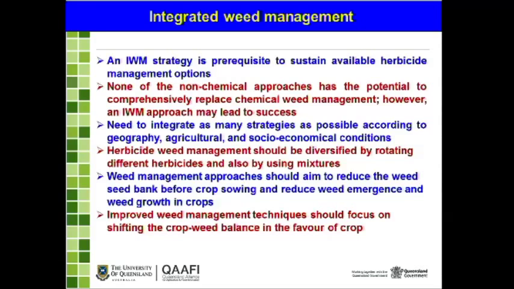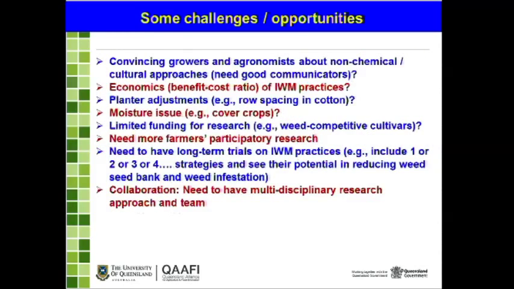I have only 2-3 more slides. IWM strategy, I think this is a prerequisite to sustain available herbicide options. I know that none of these non-chemical approaches have potential to replace chemical weed control, but I think we need to have a kind of IWM approach. So we need to integrate as many strategies as possible. I think our main focus in weed management should be to reduce weed seed bank before crop sowing and reduce weed emergence and weed growth in crops. And improved weed management should focus on shifting the crop weed balance in favor of the crop.